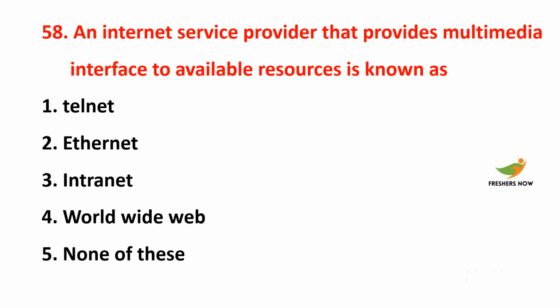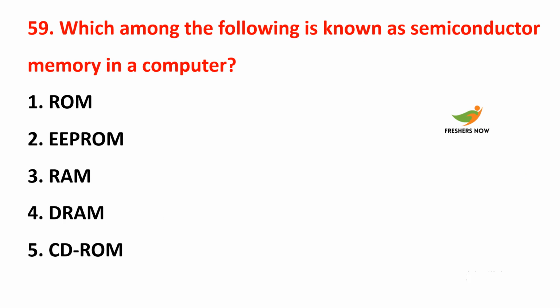58th question, an internet service provider that provides multimedia interface to available resources is known as. And the answer is option 4, World Wide Web. 59th question, which among the following is known as semiconductor memory in a computer? And the answer is option 3, RAM, random access memory.